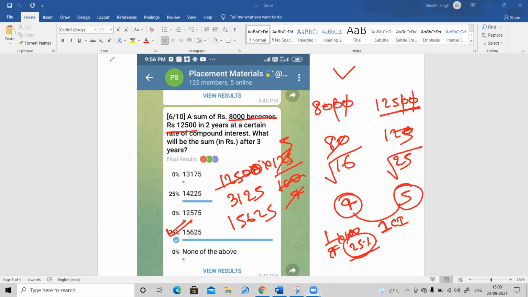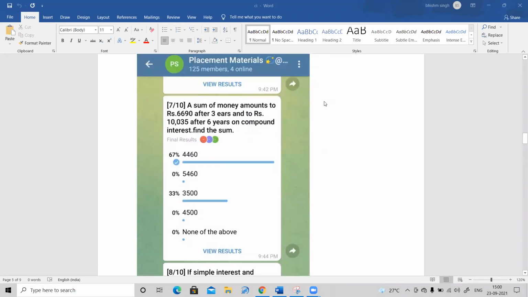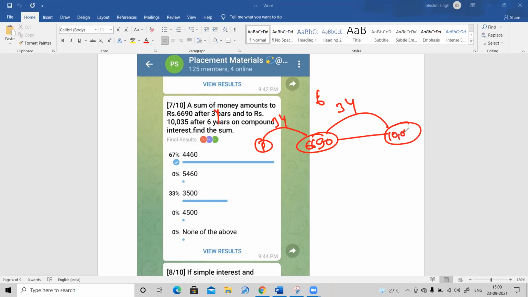So now we will go to the next question, question number 7. See everyone: a sum of money amounts to 6690 after 3 years. And after again 3 years, it has become 10,035. They're asking, find the sum, meaning what is your initial amount?